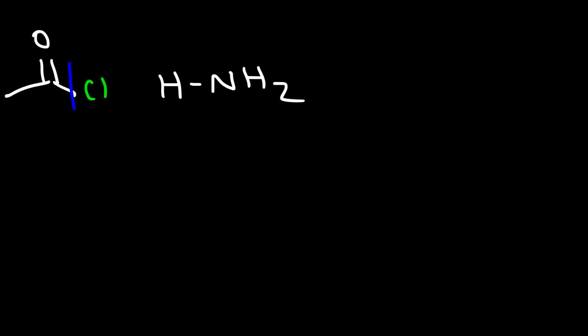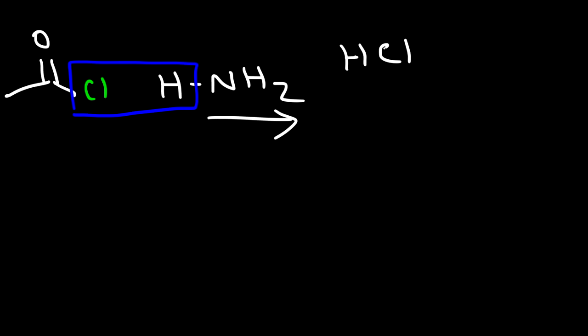For the next reaction, let's react an acid chloride with ammonia. But instead of writing NH3, I'm going to write it as HNH2. And so when you react an acid chloride with ammonia, you're going to get hydrochloric acid as a side product, so this will leave as a gas. And then for the other product, you need to pair up these two together. And so an acid chloride with NH3 will produce an amide.